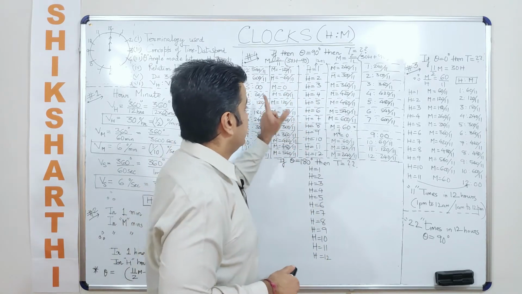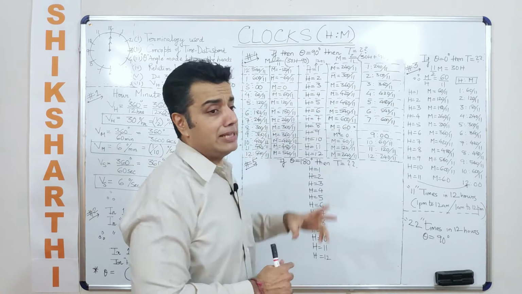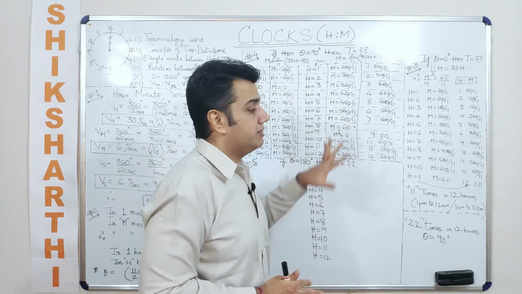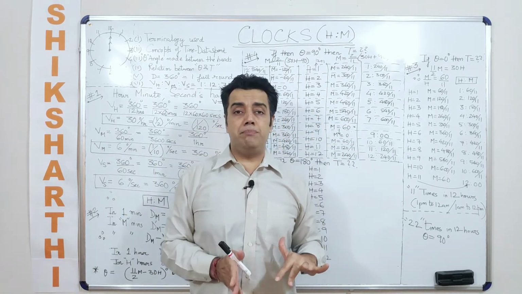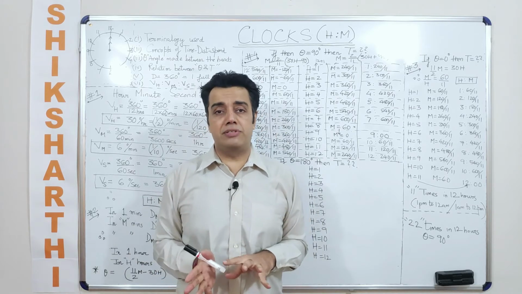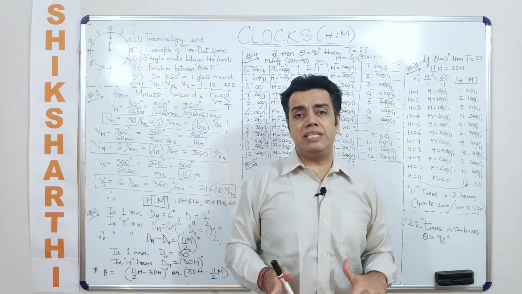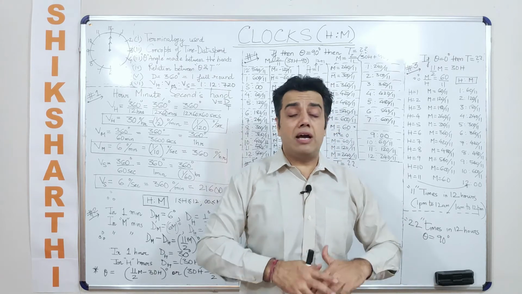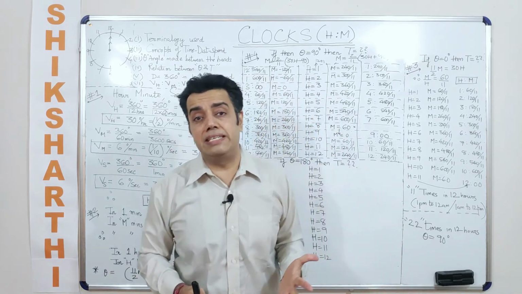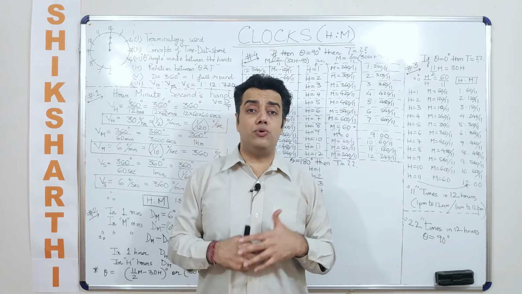I would expect that you understand it like this. The second thing that you are expected to do after this is, please find out that between any 2 successive hours, for example, we just found out between 12 and 1, how many times would they meet? I mean, how many times would they make an angle of 90 degrees? So we found out that this is going to happen twice.